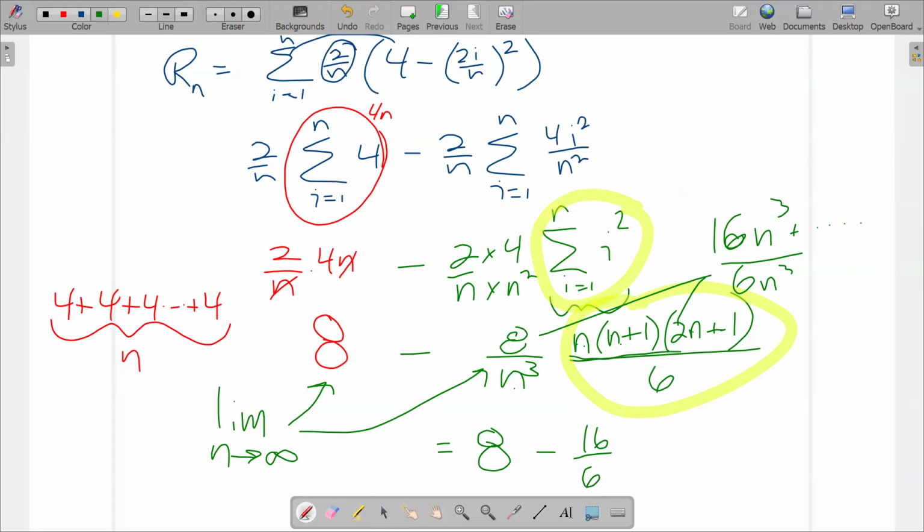And again, I don't have to multiply all this out. I just need to know what's attached to the n cubed. 16 over 6 reduces to what? That's going to be 8/3. So 8 minus 8/3. That would be 3 times 8 is 24 minus 8 over 3. And again, a calculator would be a good thing here. 24 minus 8 is 16. So 16/3, which is 5.333 repeating, which is what the computer told us before. That was hard.